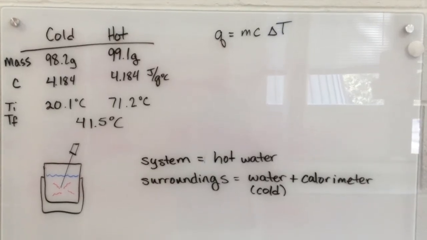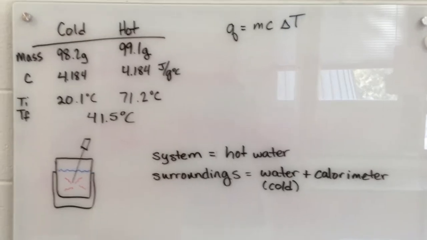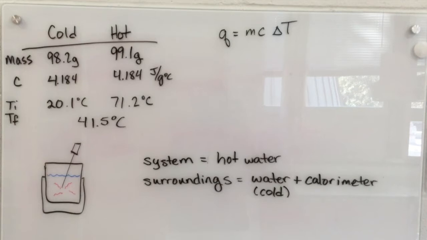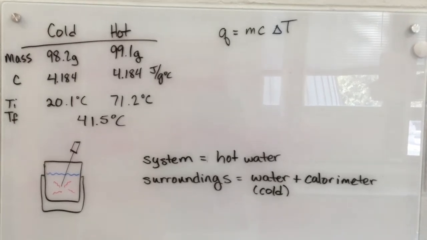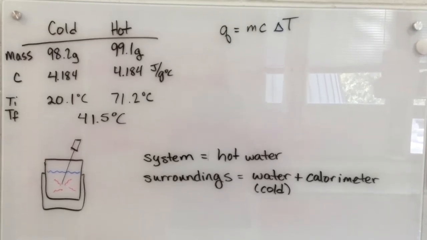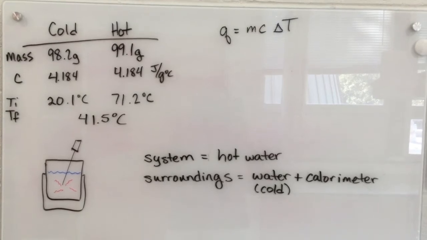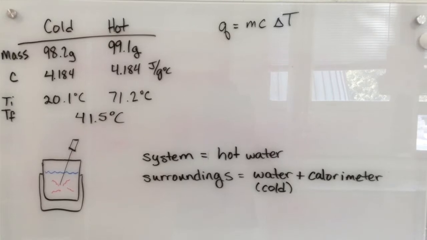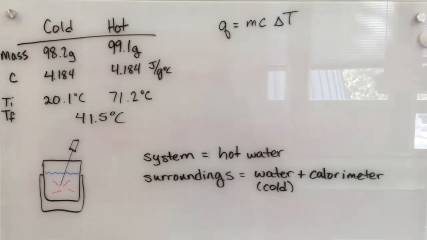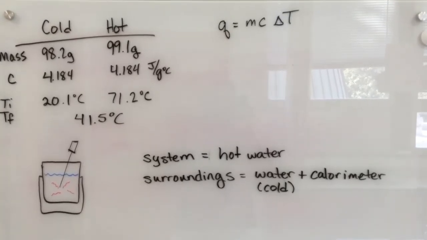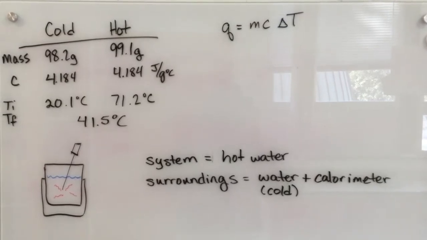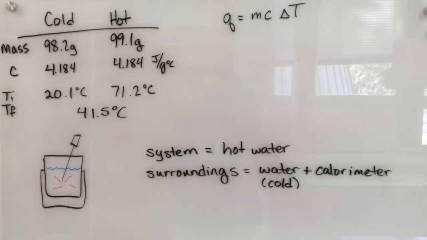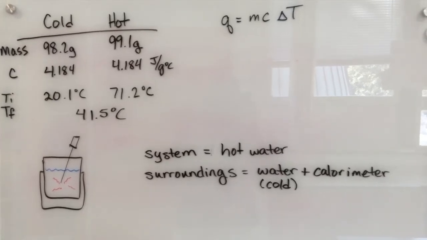Let's suppose that we start with 98.2 grams of cold water at a temperature of 20.1 degrees Celsius. Our hot water is 99.1 grams at a temperature of 71.2 degrees Celsius. We mix the two together in our coffee cup calorimeter and the final temperature is 41.5 degrees Celsius. So we are expecting that the heat given off by the hot water should be the same as the heat that was absorbed by the cold water. Let's see if this is a valid assumption.